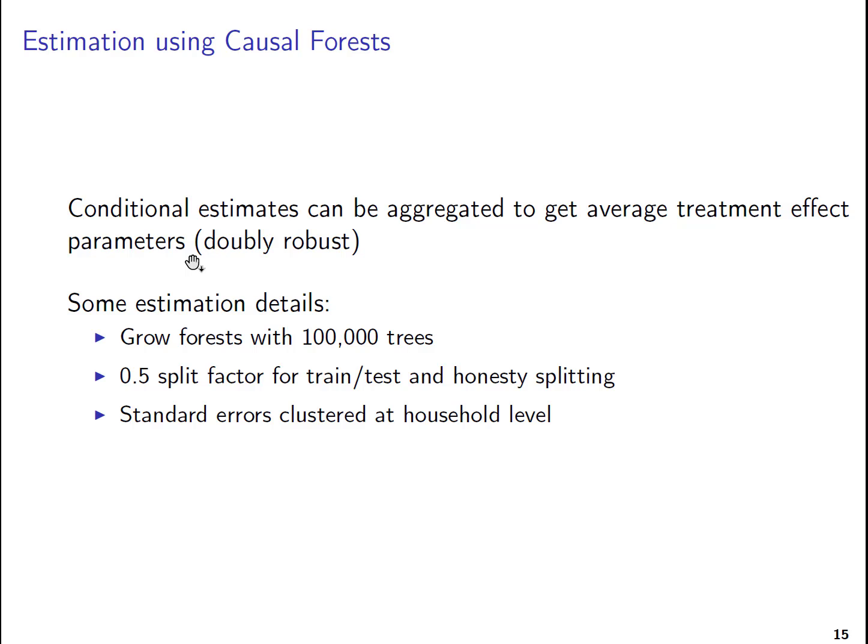We grow very large trees, 100,000 trees. Standard errors are still clustered at the household level. How these get aggregated is in what's called a doubly robust fashion instead of a simple unweighted average. This just has more desirable properties than simply averaging them in an unweighted way. But the papers have enough details, and if you want to talk a little bit about those, I'm happy to.